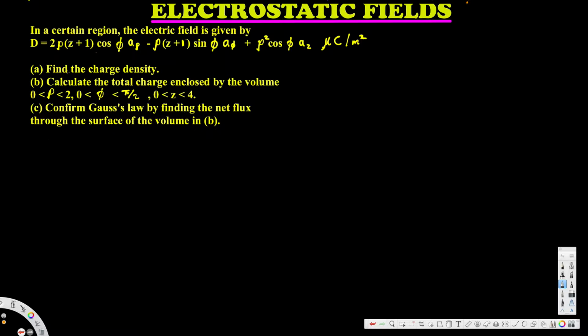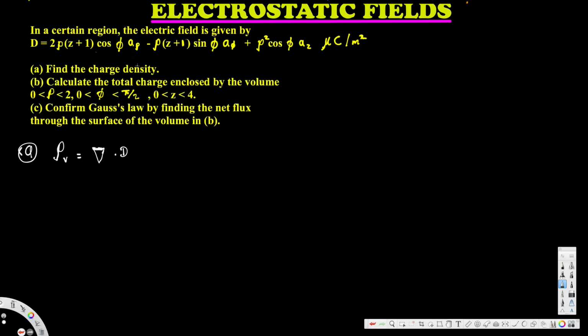Now let's look at the A part. A part is asking to find the charge density. Now charge density can be found using Gauss's law. Gauss's law says that charge density rho v is equal to del dot D. Okay, now del is what?